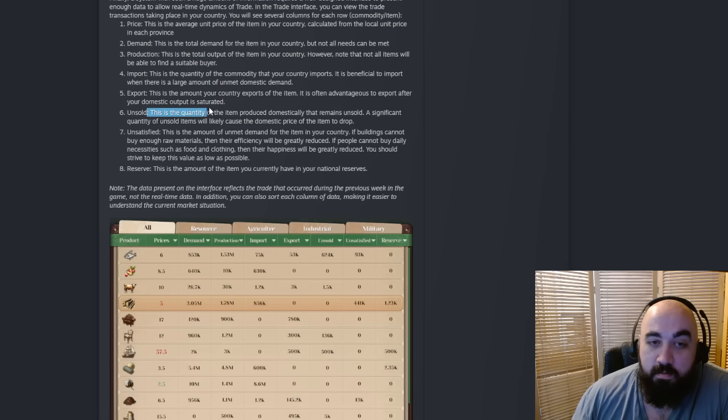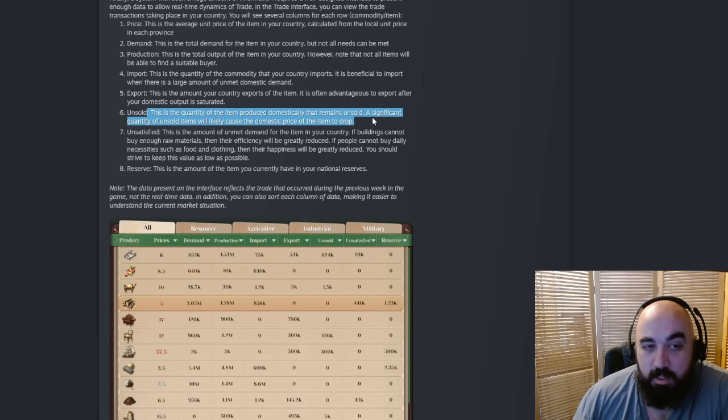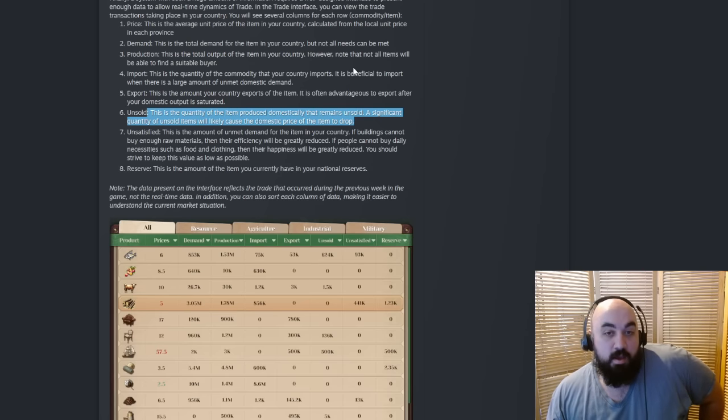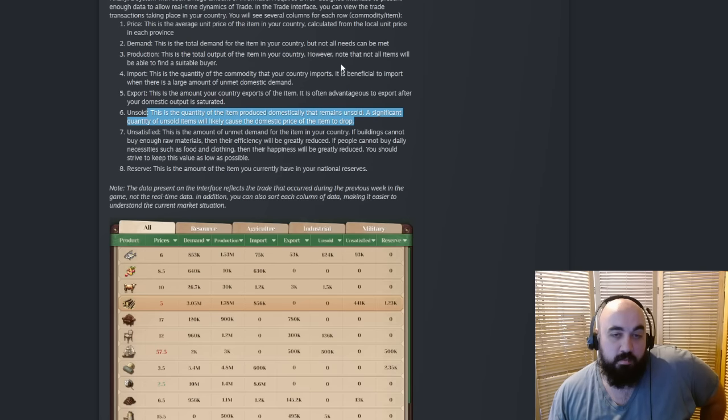Unsold, this is the quantity of items produced domestically that remain unsold. And this is an interesting sounding mechanic. A significant quantity of unsold items will likely cause the domestic price of the item to drop. Seems sensible, and then more will get consumed, right? Okay. Unsatisfied, this is the amount of unmet demand in your country for the item.